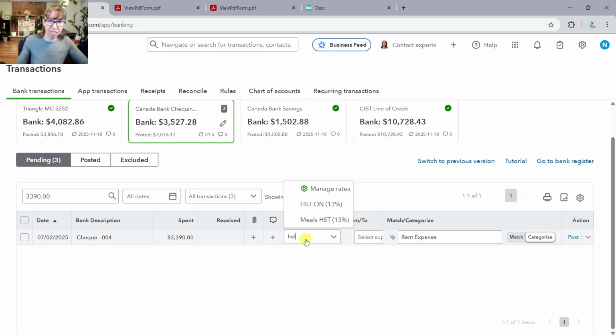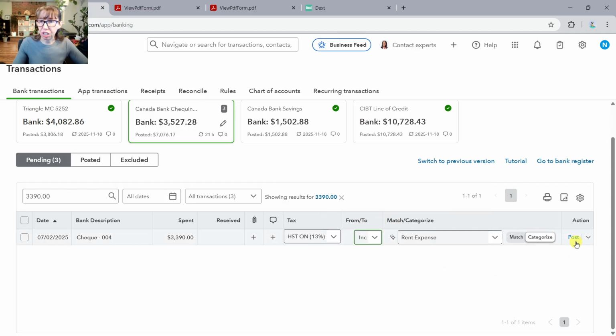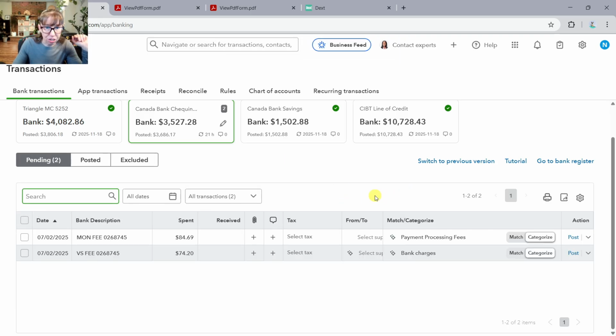There is HST on commercial rent, and this was Potts Properties. I'm just going to go ahead and code it to rent expense, and so we're going to go ahead and post. So let's get rid of the search. We've got 2 left, and these are Moneris fees.